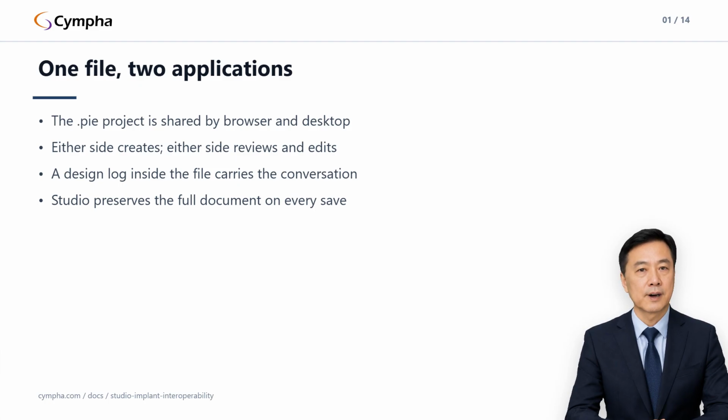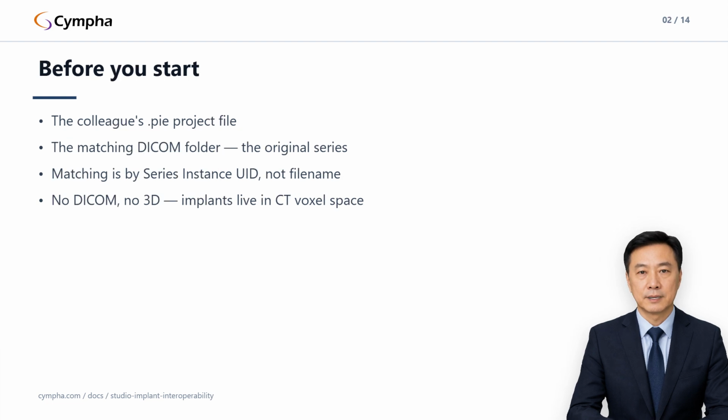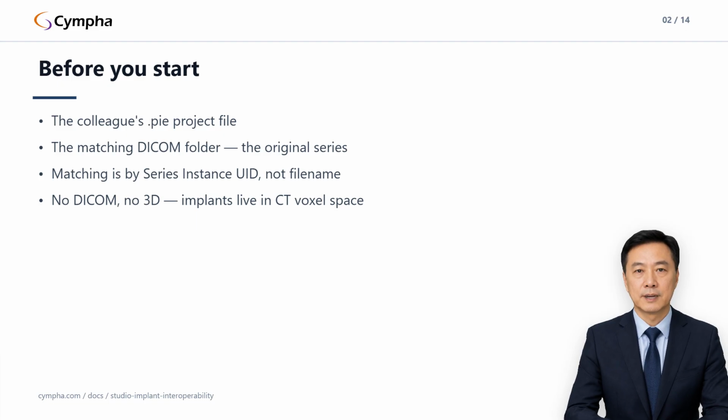Two files, and the second one is the one people get wrong. You need the colleague's project file, obviously. But you also need the matching DICOM folder, the original CBCT series the project was planned against. Studio matches a project to ACT by the series instance UID, the same identifier the desktop software uses. That means ACT from a different patient won't match, and, this is the subtle one, a re-exported series with a new UID won't match either, even if it's the same anatomy.